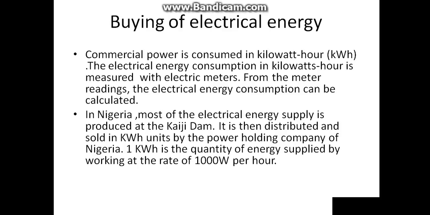1 kilowatt hour is the quantity of energy supplied by working at the rate of 1000 watts per hour. 1 kilowatt hour is equal to 1000 watts for 1 hour. 1 kilowatt hour is equal to 1000 times 60 times 60, which is equal to 3.6 times 10 raised to power 6 joules, or 3.6 megajoules.